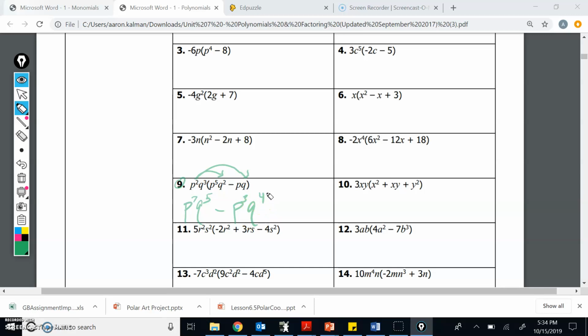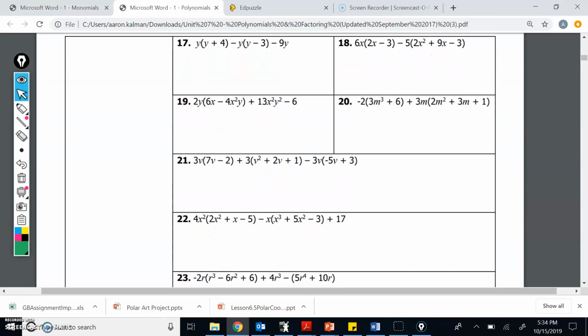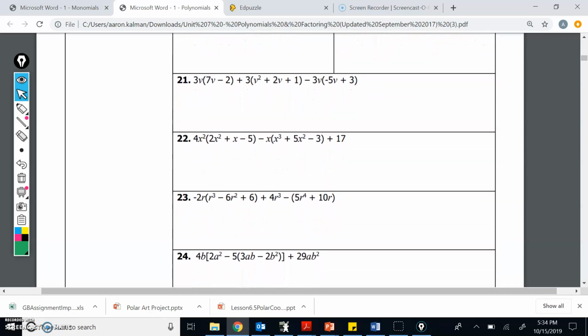Write down what questions you guys have so far on this monomial times polynomial and distribution. Let's go to the next page here. Let's do a couple, maybe one or two.